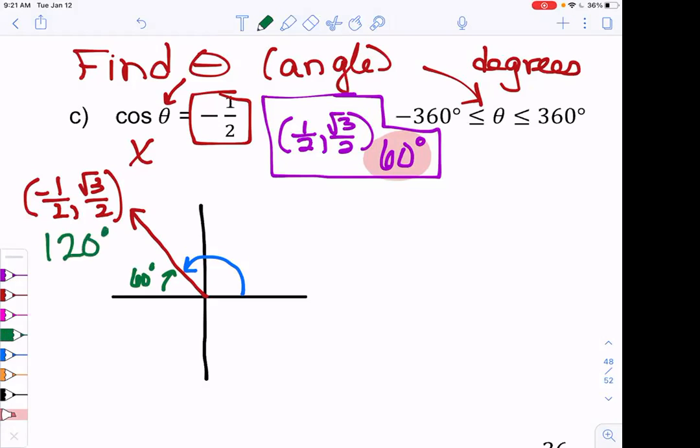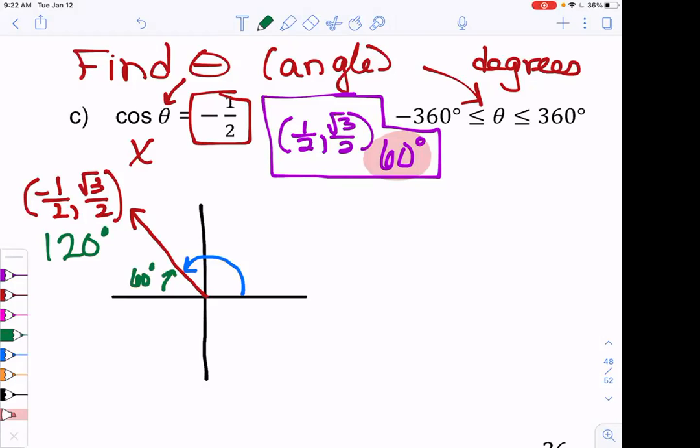Did you have a question? Yeah. How do you know that the reference angle is 60? It's from this ordered pair. So the 1/2, square root of 3/2. Because x is 1/2, square root of 3/2 is the matching y value. And because of that ordered pair, that makes our reference angle. Good question. I'm sure other people have that same question.